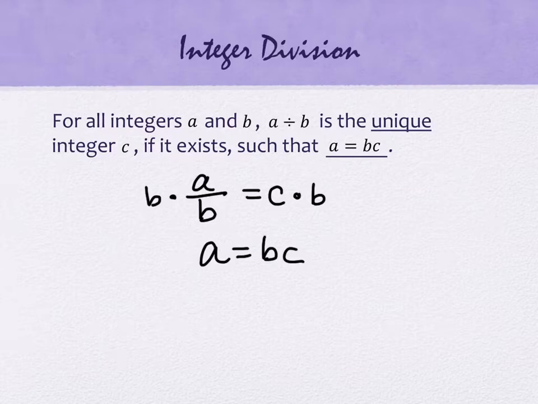So again, we talked about this when we did this with whole numbers. The way that kids usually learn that 6 divided by 2 is equal to 3 is they ask themselves, what times 2 is equal to 6? And the answer is 3. So they rely heavily on their multiplication facts in order to do the division.